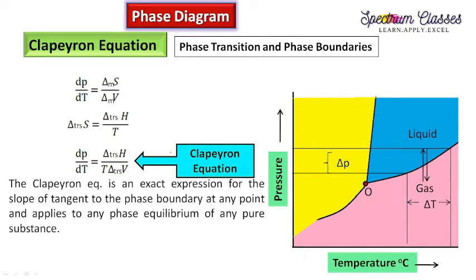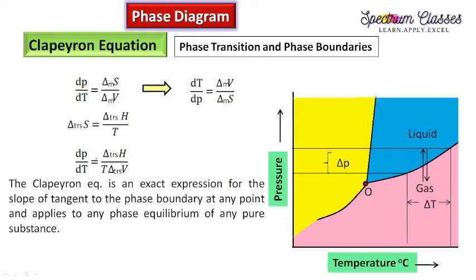Now, the Clapeyron equation is an exact expression. It is important. It is an exact expression for the slope of the tangent. If we draw a tangent at this point, it is a tangent to the phase boundary at any point, and it applies to any phase equilibrium of any pure substance. This is how the Clapeyron equation is important.